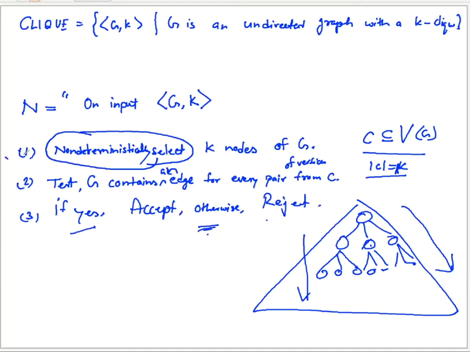Again, non-deterministically selecting k nodes takes polynomial time, testing pairwise if there is an edge or not, k choose 2 possibilities you have to check, and finally accept or reject based on that. So all steps are polynomial, so it's a non-deterministic polynomial time algorithm. So it's a polynomial time non-deterministic Turing machine that can solve the clique problem. Therefore, clique is also in NP.